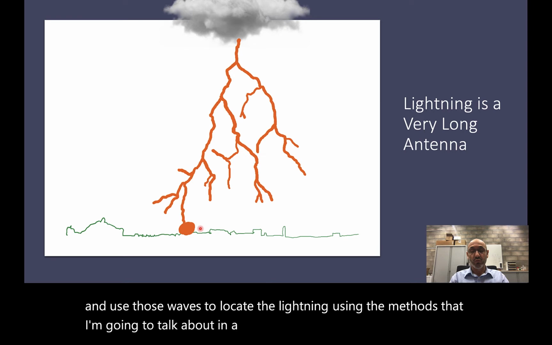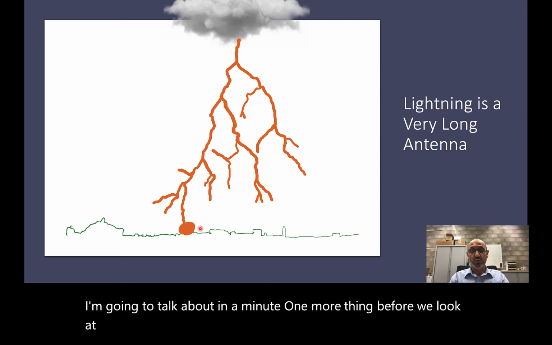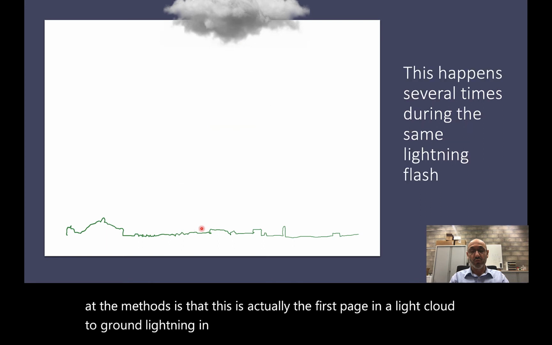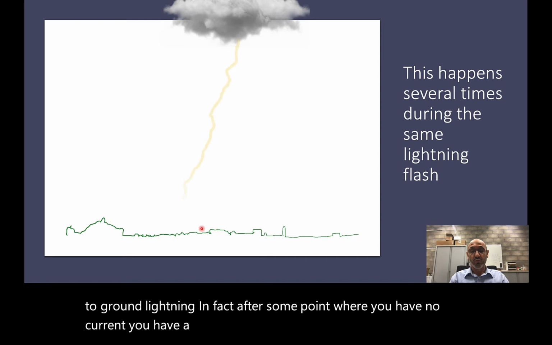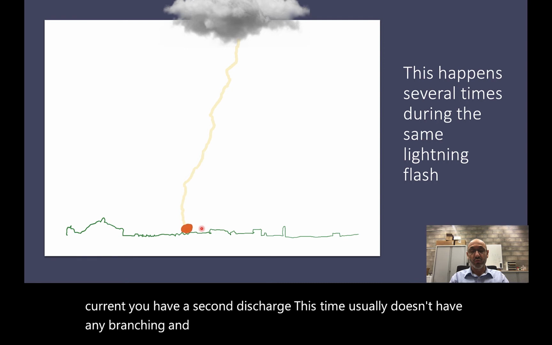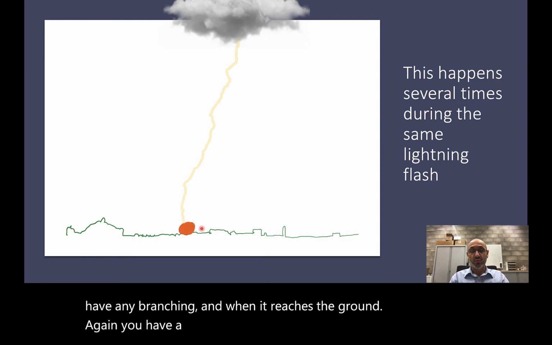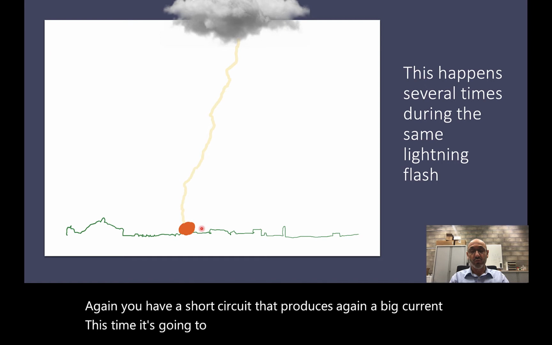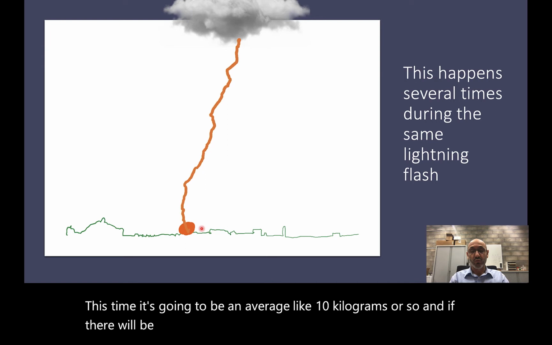One more thing before we look at the methods is that this is actually the first stage in a cloud to ground lightning. After some point where you have no current, you have a second discharge. This time it usually doesn't have any branching, and when it reaches the ground, again you have a short circuit that produces a big current. This time it's going to be on average like 10 kiloamps or so, and there will be this current going up again at speeds comparable to the speed of light.